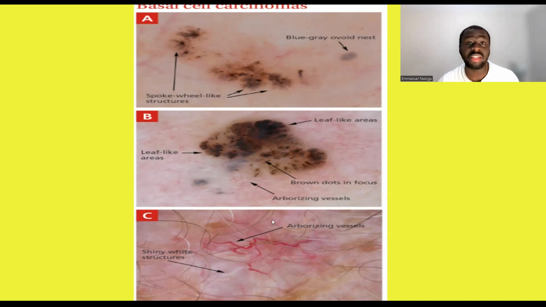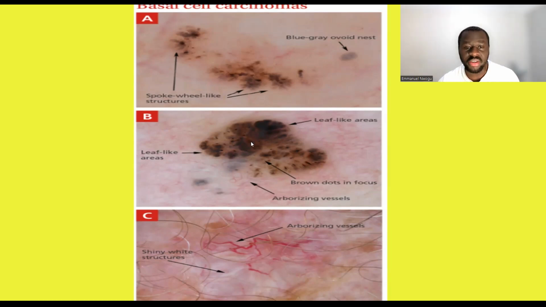But the things that are most common that you should be looking out for are branching blood vessels, arborizing blood vessels, these maple leaf-like areas, usually at the periphery, or that can appear as a spoke wheel. And then this blue-gray hue, where it looks like a transparent blue veil has been placed above the lesion.